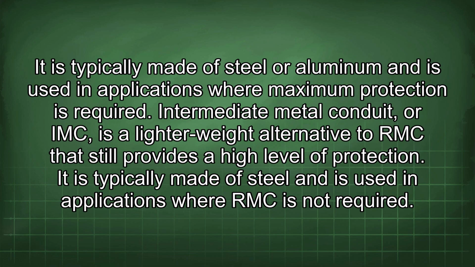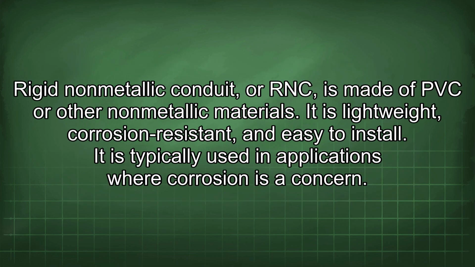Intermediate metal conduit, or IMC, is a lighter-weight alternative to RMC that still provides a high level of protection. It is typically made of steel and is used in applications where RMC is not required. Rigid non-metallic conduit, or RNC, is made of PVC or other non-metallic materials. It is lightweight, corrosion-resistant, and easy to install. It is typically used in applications where corrosion is a concern.